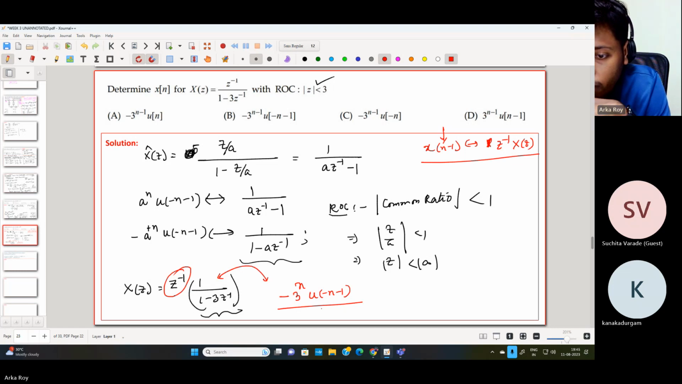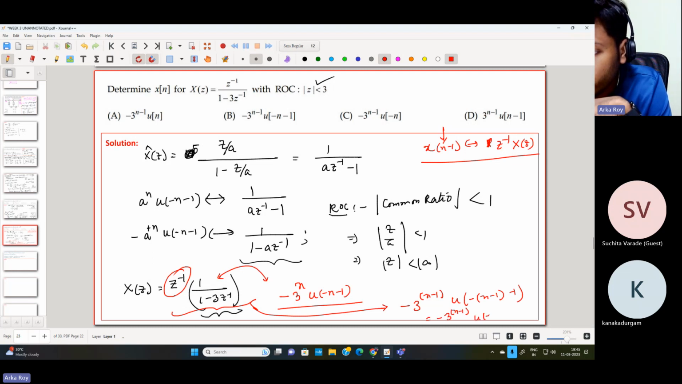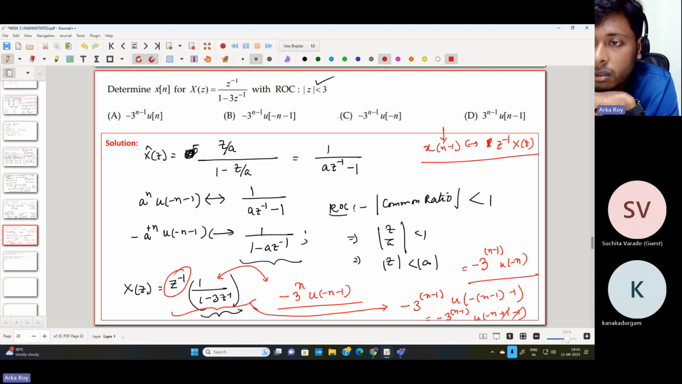That means for the delayed version, the whole thing will have minus 3 to the power n minus 1 u of minus n minus 1 minus 1. That means minus 3 to the power n minus 1 u of minus n plus 1 minus 1. That means the final result will be minus 3 to the power n minus 1 u of minus n. So the answer is option C.